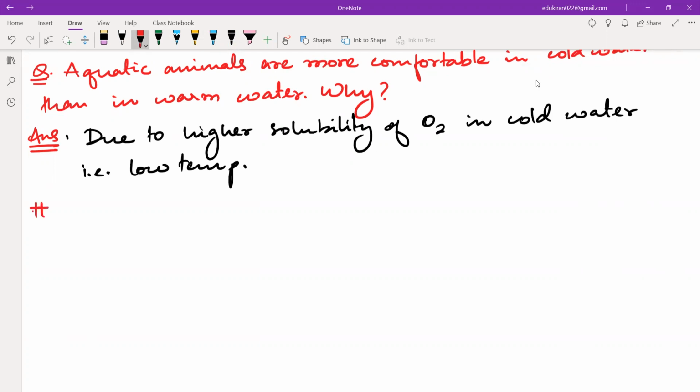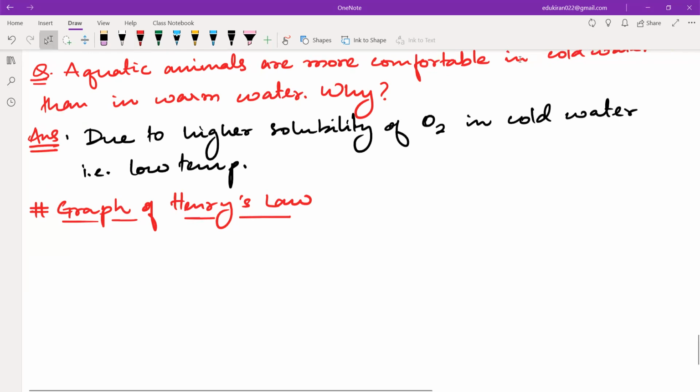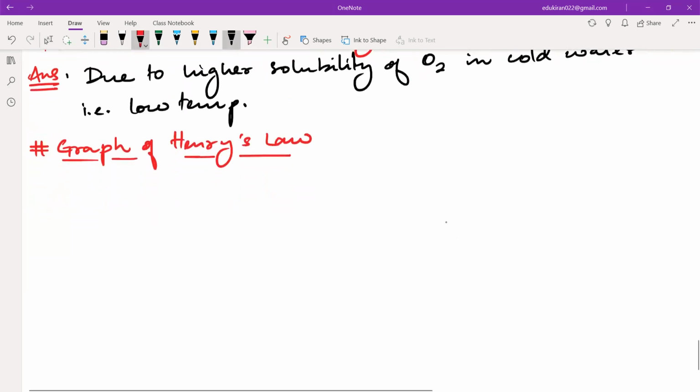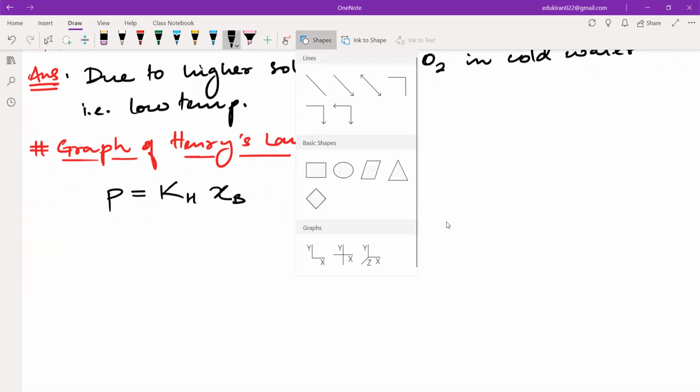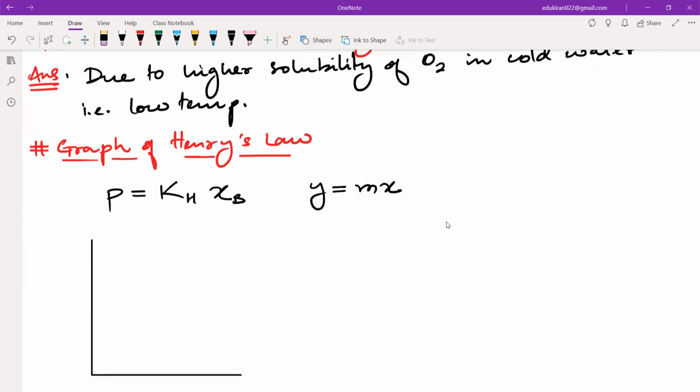Right, the next topic: graph of Henry's law. So if you want to make any graph, you need to have an equation. Whenever you're plotting something, you need to have an equation. What is the equation? Equation Henry's law का है P is equal to KH into chi B. So it is similar to the equation Y is equal to MX, है ना? So we can plot a graph here.